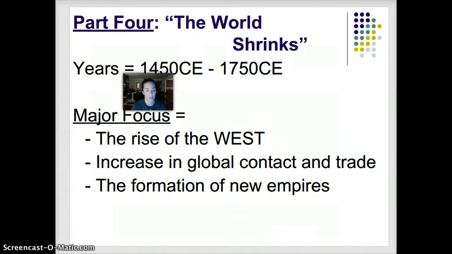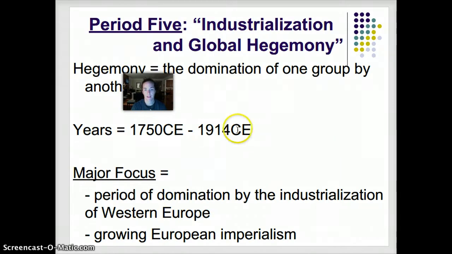Or we do. All right, period 5 is industrialization and global hegemony. So it's the rise of the Industrial Revolution, and hegemony means the domination of one group by another. So we're going to talk a lot in here about the domination of the West, and we're going to talk about imperialism, so the imperial takeover of South America, Africa, and Asia by European powers.